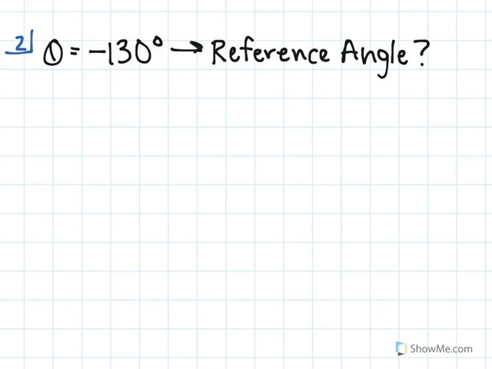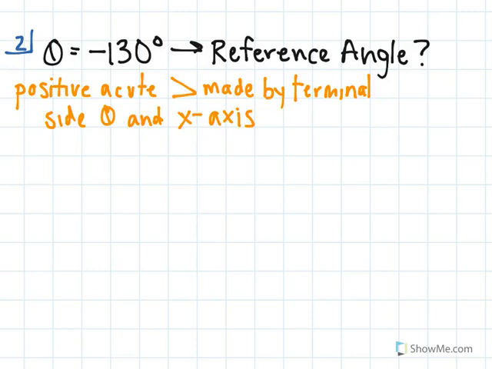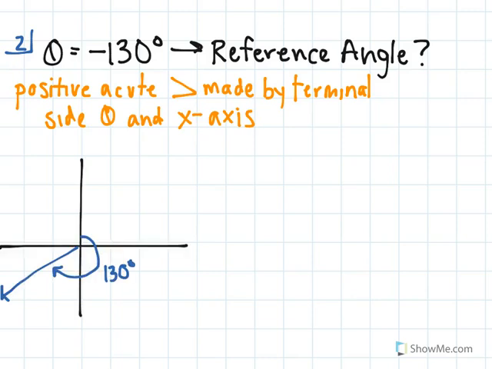In our second question, we're given theta equals negative 130 degrees, and we want to find a reference angle. A reference angle is the positive acute angle made by the terminal side of the angle theta and the x-axis. So I'm just going to draw a quick graph of our angle. Of course, this isn't exact, but I just want to show a representation of what negative 130 degrees would look like on a graph. So to find the reference angle, we're looking for this angle here, the positive acute angle made by the terminal side of theta and the x-axis.